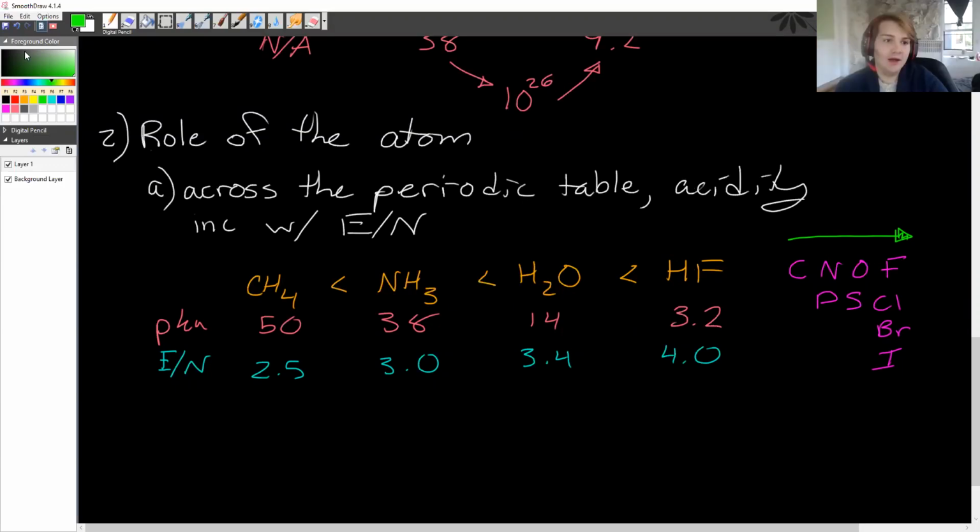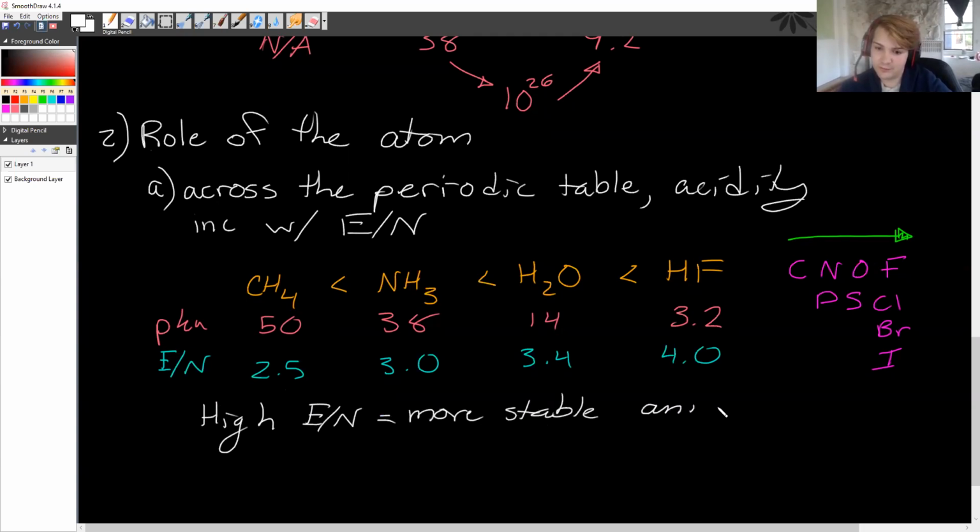And the question is, well, why? The reason why, and this would probably be a question that's more on Shia's exam than Poulos, Poulos doesn't really go into theory as much as Shia does, is that electronegativity is a measure of how hungry you are for electrons. So if you're more electronegative, then you are happy with a negative charge. So a high electronegativity means a more stable anion. And remember, that's the goal of increasing acidity, is that we want to make the conjugate base more stable.